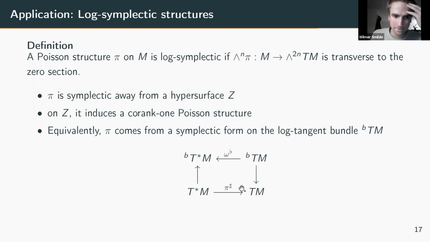Now, alternatively, one can describe this log-symplectic structure as a symplectic form on a certain algebroid called the log-tangent bundle. This log-tangent bundle is the algebroid whose space of sections is exactly the vector fields tangent to Z. So this log-tangent bundle incorporates the infinitesimal symmetries of everything that happens on M, but tangent to Z. Not parallel, but tangent. So any log-symplectic structure comes from a symplectic form on the b-tangent bundle.